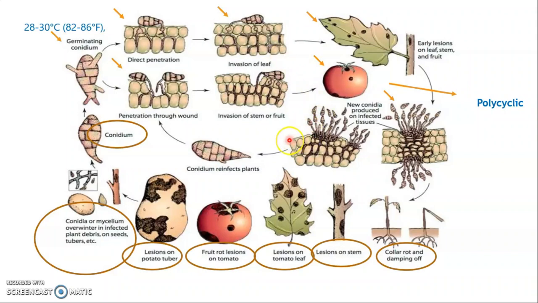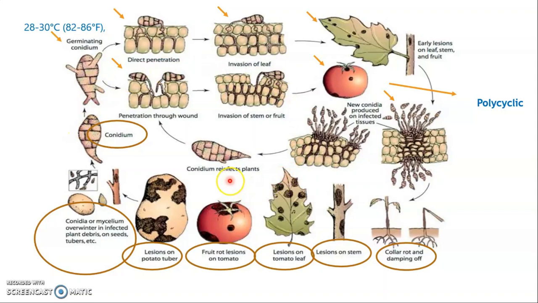When the crop has reached maturity, or the harvesting stage, the plant has become diseased. If the farmers do not remove the infected tubers, infected fruits, infected leaves, and infected stems from the field, then this will be the source of inoculum for the next crop. So the cycle has now completed.